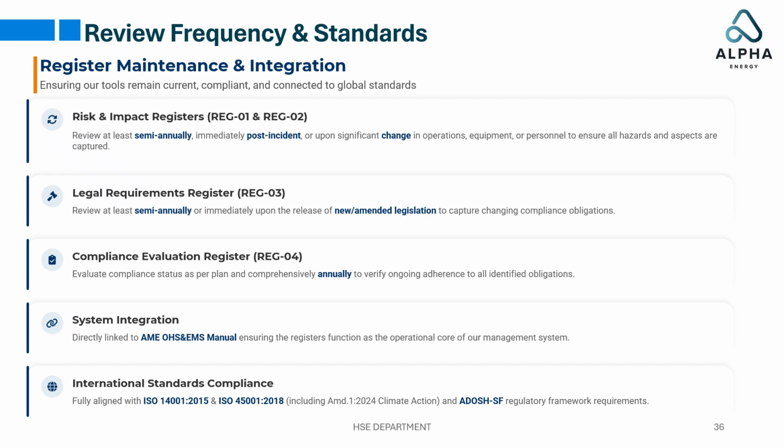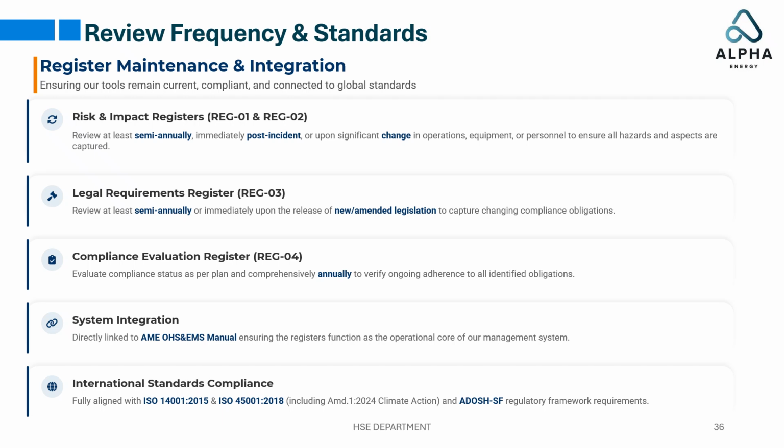The review frequency and standards governing the maintenance of the 4 HSE registers at Al Masood Energy, ensuring that the system remains current, compliant, and aligned with international management standards. The risk and impact registers, Reg 01 and Reg 02, are reviewed at least semi-annually, and also whenever a post-incident investigation occurs or when there are significant changes in operations, equipment, processes, or personnel. This ensures that all hazards, risks, and environmental aspects remain accurately identified and controlled.